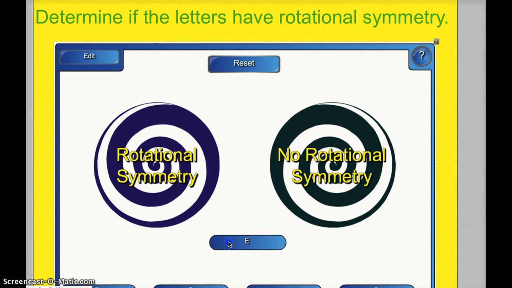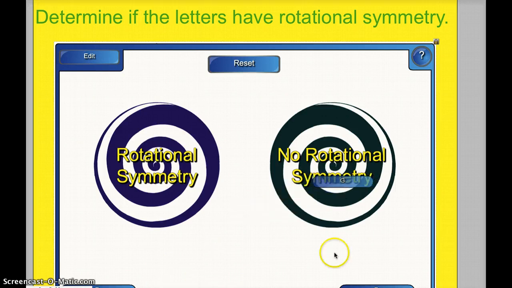What about E? Is there a way to make this E look like an E again, capital E, by rotating it? The answer is no. L? Right here? Yep. C? Nope. G? Nope. B? No. D? Nope. Cannot rotate onto itself. Last one, F, is no.